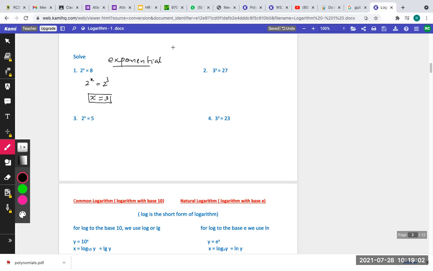By the way, if you write something in the form of y to the power x, we call x the exponent or the power and y the base, right? Remember, y is the base and x is the power. So in the first question, x is the exponent or the power, 2 is the base, and 8 is the final answer for that.